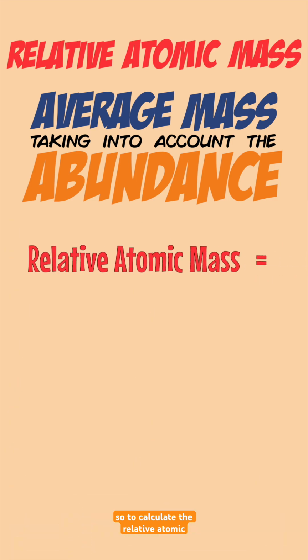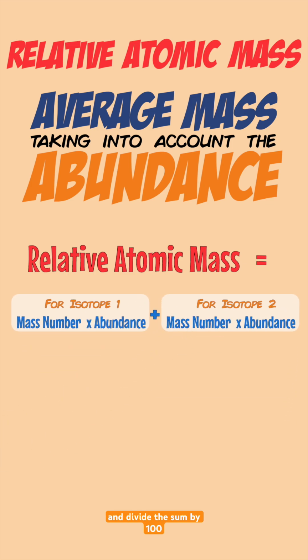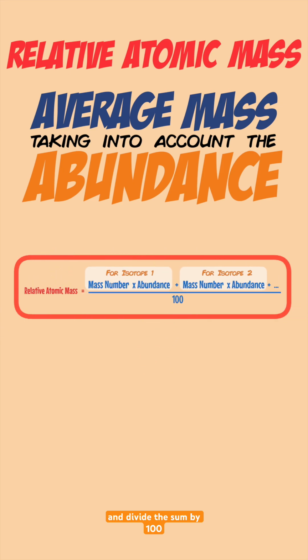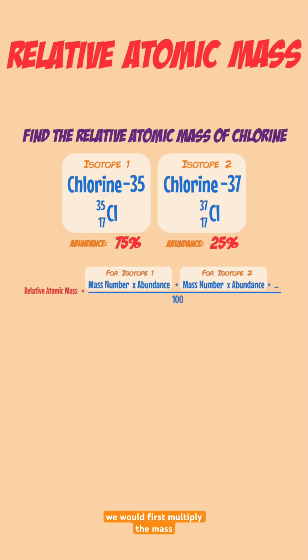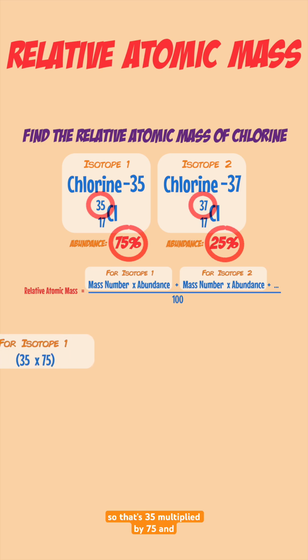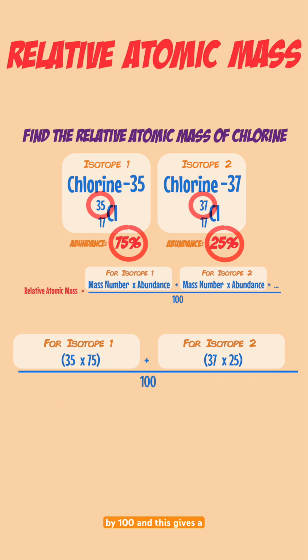So to calculate the relative atomic mass of an element, you need to multiply the mass number of each isotope by its abundance. Then you add all of these up and divide the sum by 100. So if we wanted to find the relative atomic mass of chlorine, we would first multiply the mass numbers by all the isotopes' abundances. So that's 35 multiplied by 75 and 37 multiplied by 25. We then add these up and divide them by 100. And this gives a final answer of 35.5.